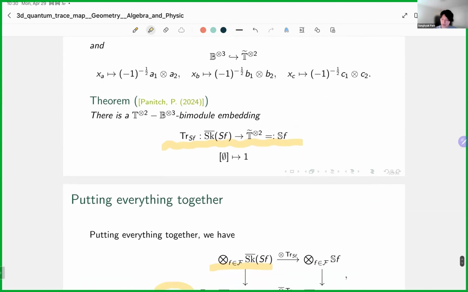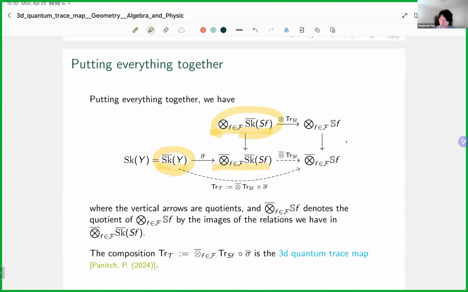And I just mentioned that there is a bimodule embedding of this skein module to some quantum torus. This is this top arrow. But we have to impose some relations to pass to the quotient. A natural thing to do is to take a quotient of this quantum torus by the images of the relations that we have to impose when we take this quotient. That is, we can take the maximal quotient here. That's what we denote like this. So this is some left and right quotient of a quantum torus. And this composition is exactly what we constructed. This is a 3D quantum trace map.